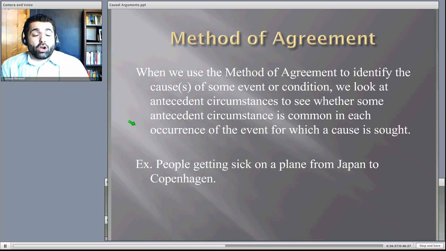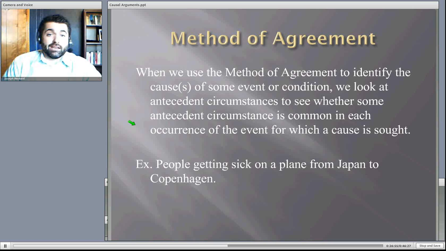Well, the argument becomes pretty strong if the 40% of people who are sick all had the fish, and the 60% of people who didn't get sick either didn't eat or had the vegetarian dish. So you start to say, oh, well, there's agreement, right? These circumstances indicate that the same 40% that are sick are all the same people that ate the same dish. There's a good probability that that's what caused them to be ill.